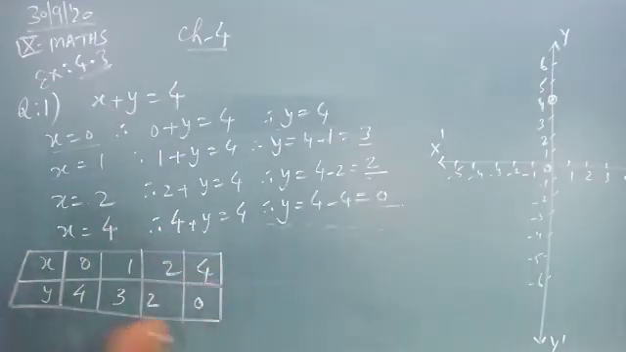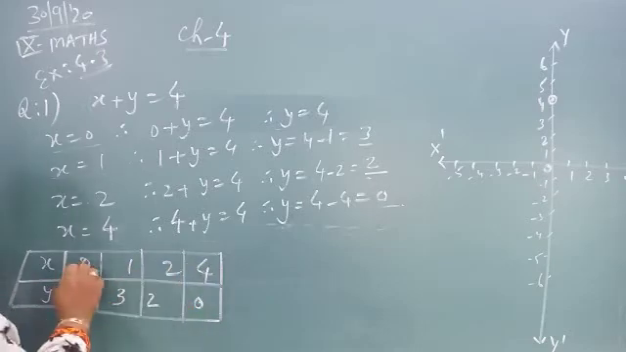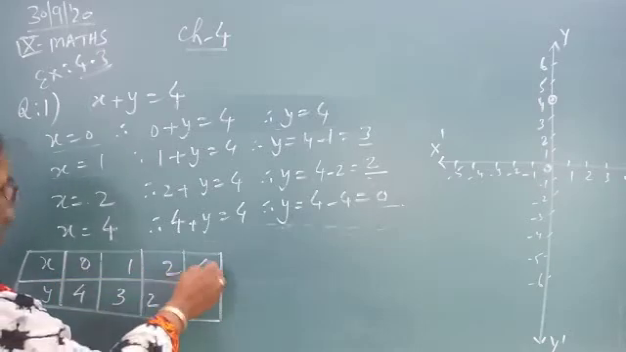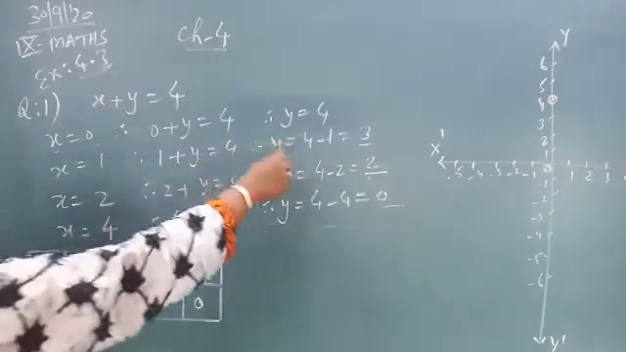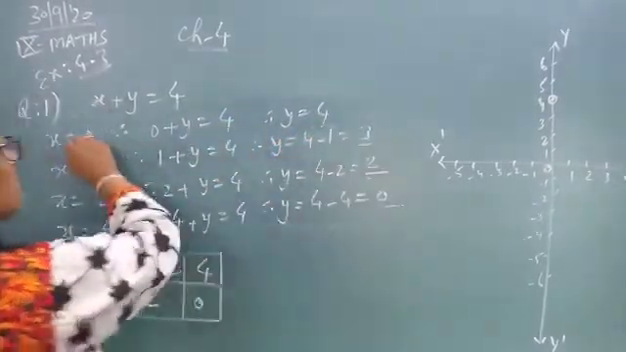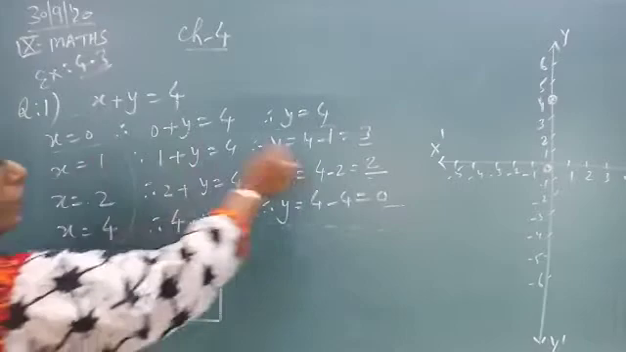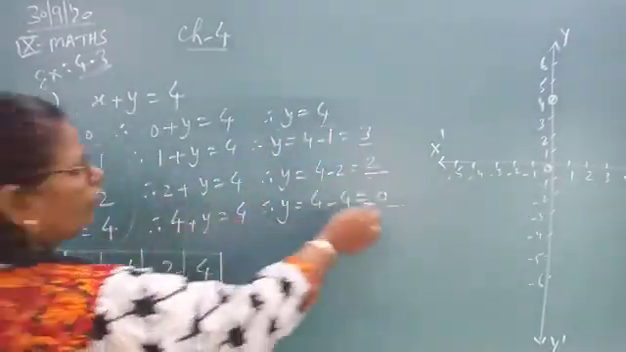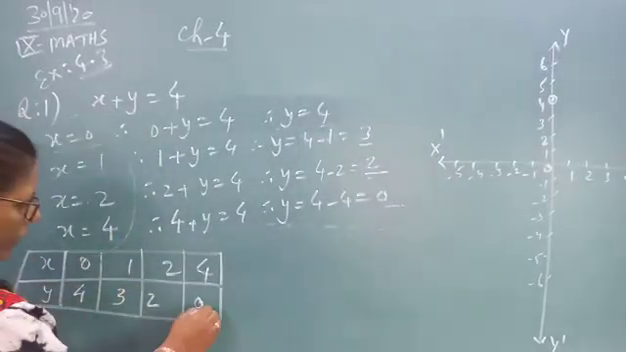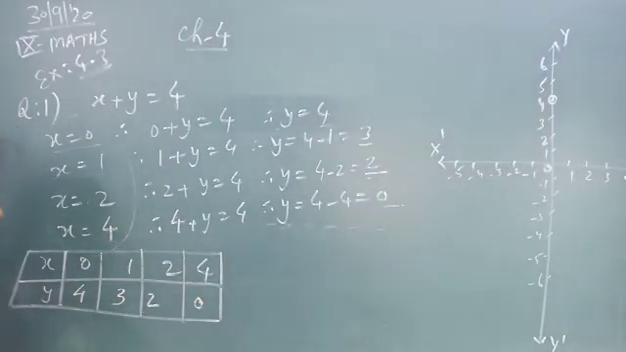Now you make one small table. Here you write x and y, and the 4 values we have taken for x: 0, 1, 2, 4. All these values we write against x. Then the values of y we are getting: when x is 0, y is 4. x is 1, y is 3. x is 2, y is 2. x is equal to 4, y is equal to 0. Whatever values we are getting, we write down against y. Okay, now we have to plot the graph.